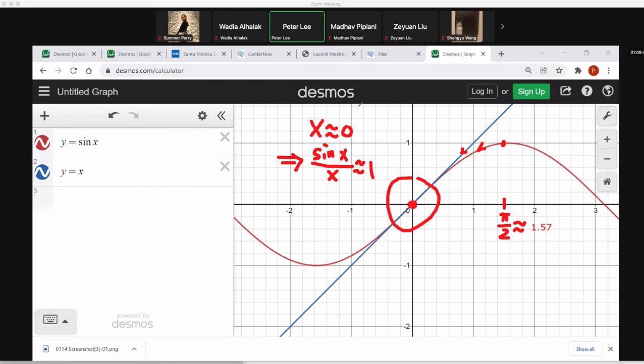Maybe I should write this here. How about this? Maybe I should write this instead. And then this sine x, this is about x. Sine x and x almost have the same value, even though they're both small. So what that really means is sine x over x is very close to 1. That is when you look at the graph.